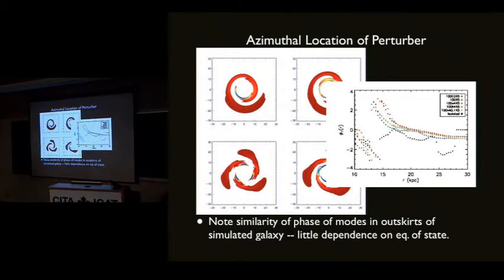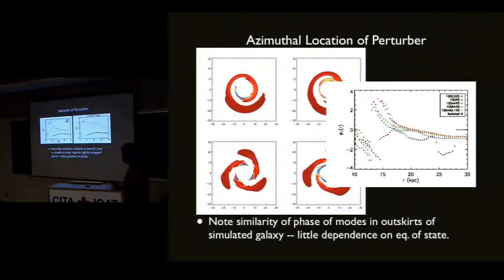You want to think about walking along these arms. If you have tightly wrapped arms, you have a sharper gradient in the phase. Tidal interactions, which tend to produce open arms, have a flatter variation in the phase. If it's an open arm, it's not going to have a sharp gradient. And also the phase in these tidally interacting simulations is quite different from that of an isolated galaxy.